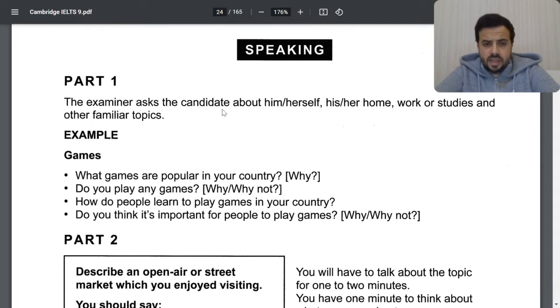The examiner asks the candidate about him or herself, her home, work or studies, and other familiar topics. So first of all, you need to introduce yourself, how old you are, talk about your department, maybe if you are a university student, or if you have a job, talk a little about your job. Maybe he will ask you about your background. Which country are you from? Why do you need the IELTS? Why do you need to pass the IELTS test?